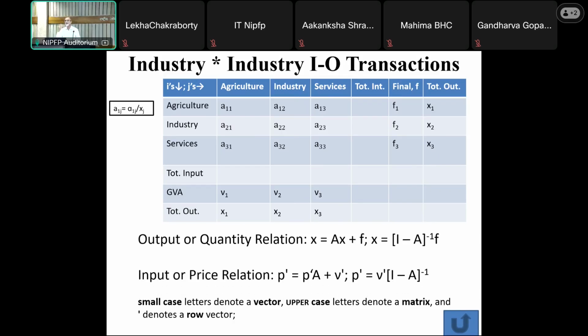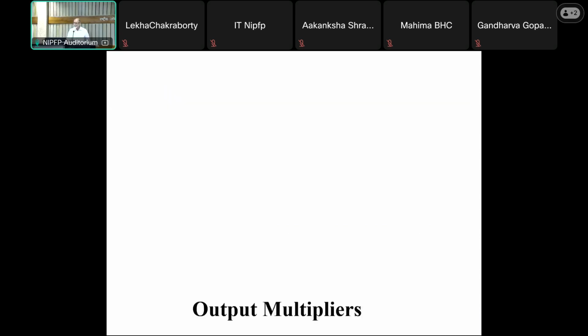I'm using P prime here as a price, but actually P prime is the same as X. It's only to distinguish between the output and the prices, or the quantity and the price part. So this is how it looks. These are the quantity and price relations that follow from an input output table. Grant me that I'm doing this all right.